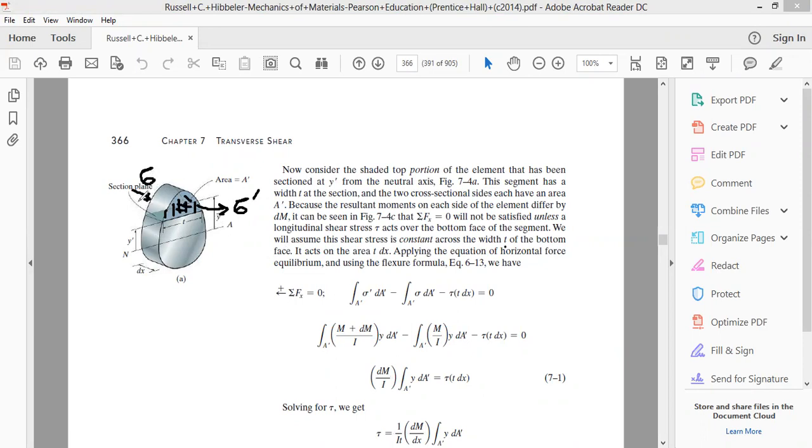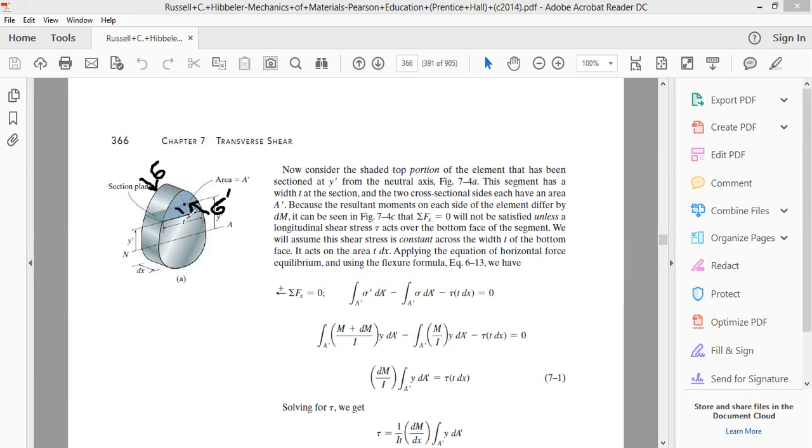The value of sigma is varying from the left hand side to the right hand side, because by the flexural formula, normal stress is equal to minus My divided by I. Since as we go from this section to this section, the value of M changes, therefore the value of sigma will also change. The normal stress here, which will be inwards, compressive, because it's above the neutral axis, has to be sigma prime, and the value of normal stress on the left-hand side of this section is sigma.